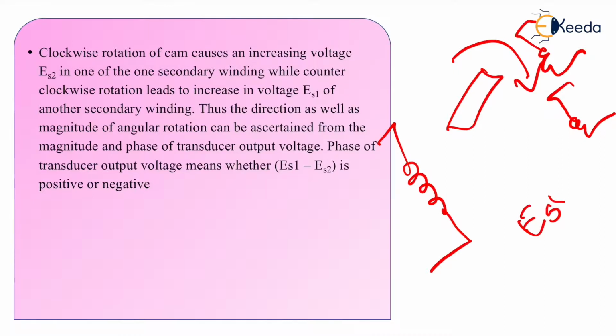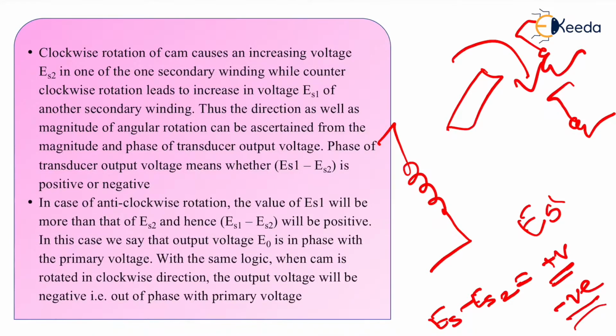So on what criteria does the phase of the transducer output depend? The phase depends upon the value of ES1 minus ES2. If the value is positive, we can say these are in phase, and when it is negative, we can say these are out of phase. Again, the phase depends upon the clockwise and the anti-clockwise rotation of the cam. Now what we have seen, the clockwise rotation of the cam: when the clockwise rotation is there, the phase of the transducer output is in phase with the input.